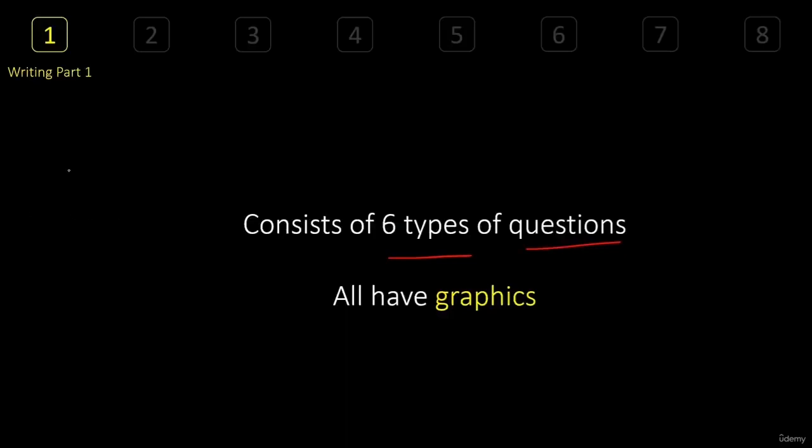What I mean by any of the 6 types is you won't get more than one question. You'll be getting one question only, and this one question will be out of these 6 types of questions. And they all will have graphics. So basically, based on one kind of graph or another, you will be asked a question. There are 6 kinds of graphs or images possible in this task. Out of this, you will get only one type, not all 6, remember.